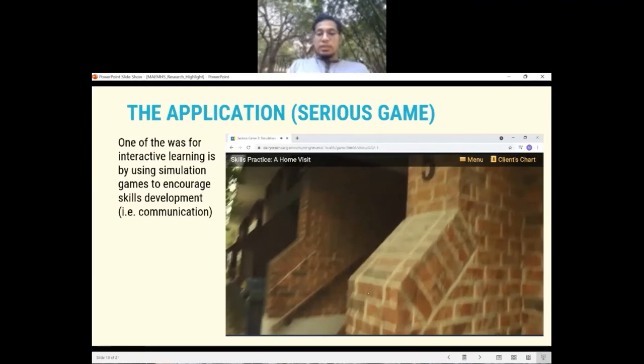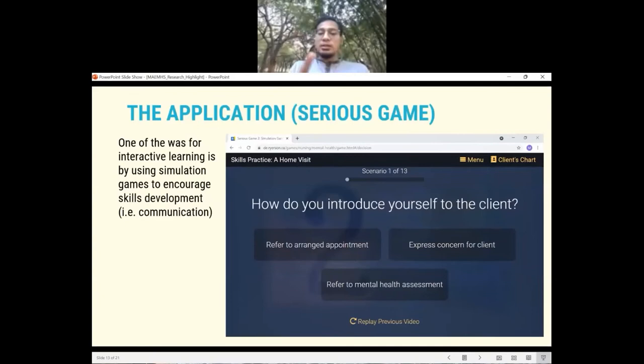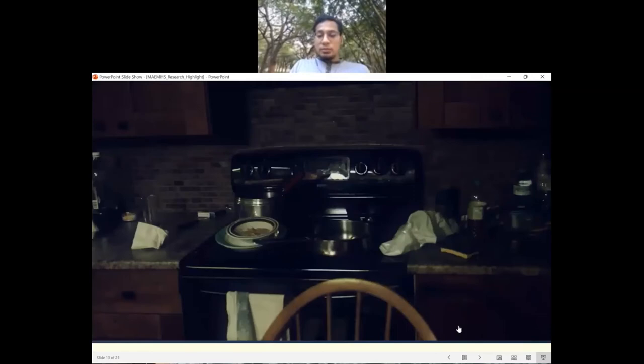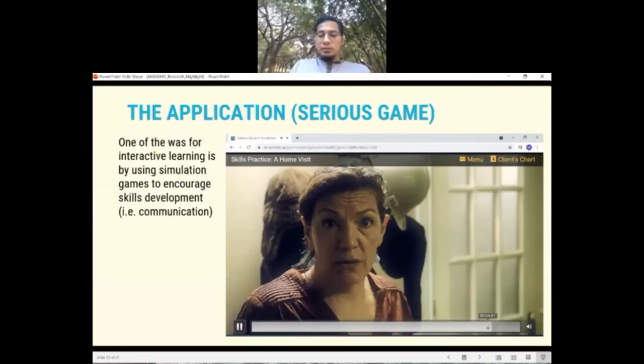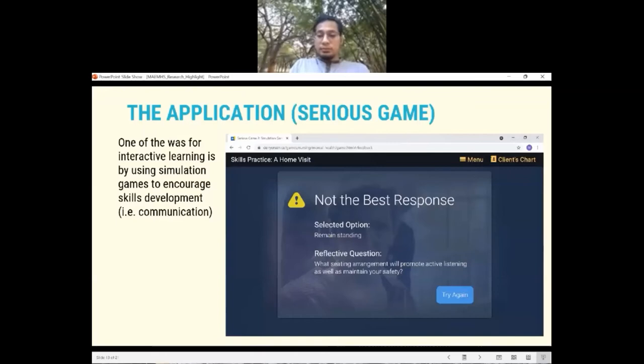For example, this is a game. They will need to choose the answer. I will give it in a poll. The majority of them answered one of the options, and I will choose it. Then it will respond whether they are doing it correctly or not. For example, if they do not give a good answer, they will get feedback, so it's more interactive for them. Okay, so this is one of the examples.